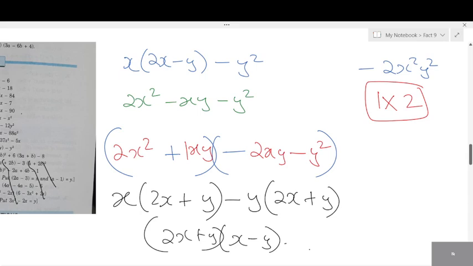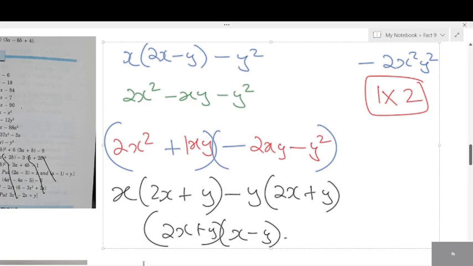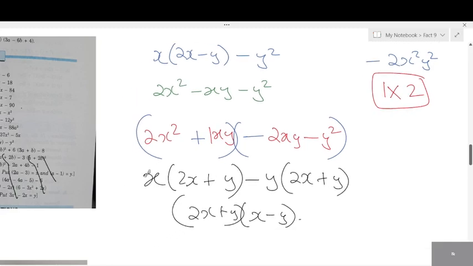Yes, complete this. And no more revision on factorization. This is the last one. Completed. Complete another two questions. I'll teach that.